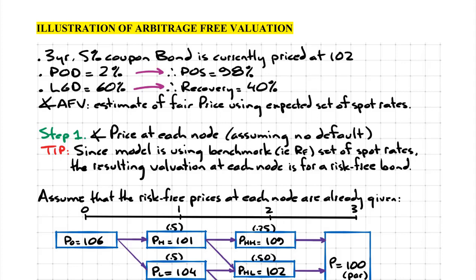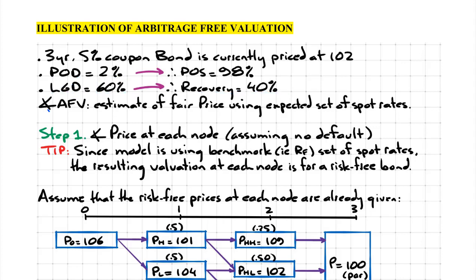Illustration of arbitrage-free valuation. Suppose we're looking at a 3-year 5% coupon bond that's currently priced at 102. Now the probability of default is 2%, which therefore implies that the probability of survival is 98%. And at the same time, the loss given default is 60%. In other words, if the bond defaults, you can lose up to 60% of your total exposure, which would imply therefore that you would recover 40% of your exposure.